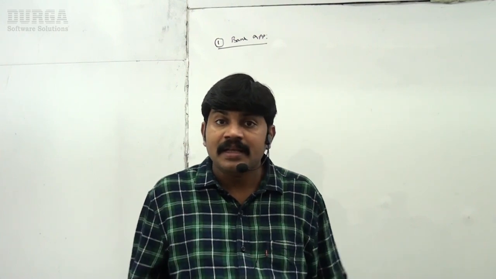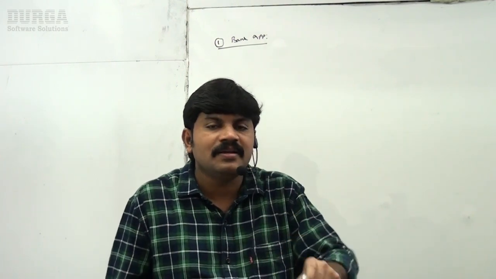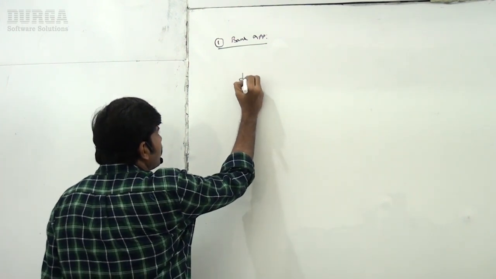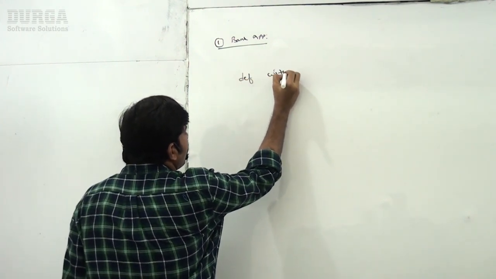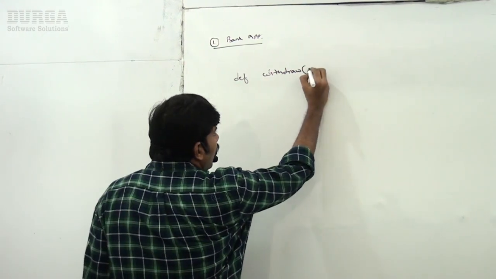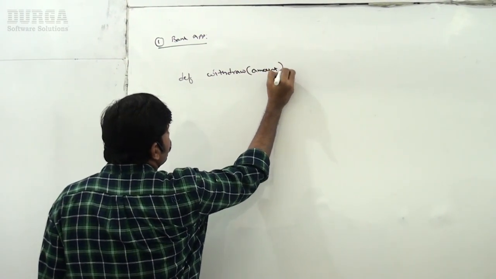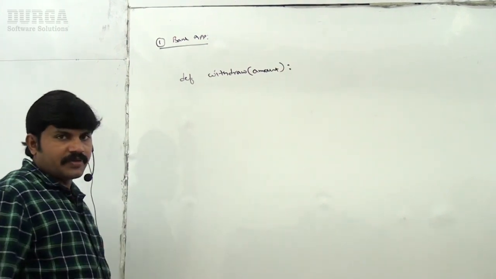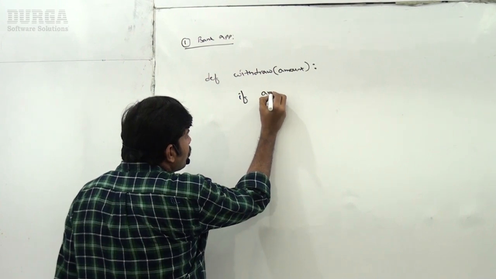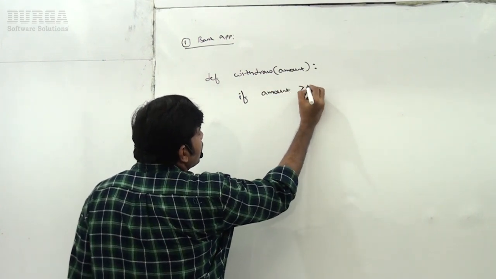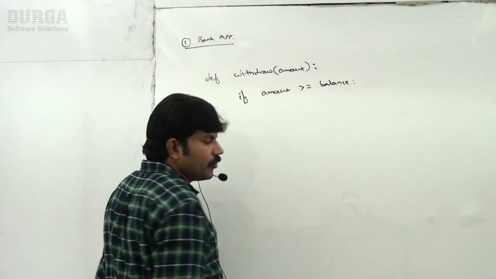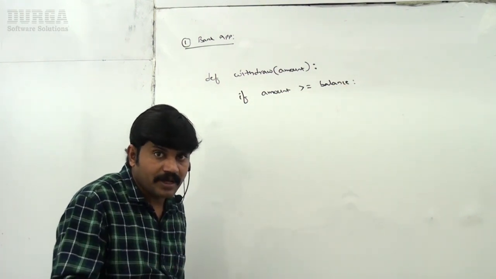Insufficient funds. Okay, internally how is this functionality implemented? Just a basic idea. Assume that it is a withdraw function or withdraw method. So how much amount do you have to withdraw? def withdraw(amount): now I am taking if amount greater than or equal to balance.